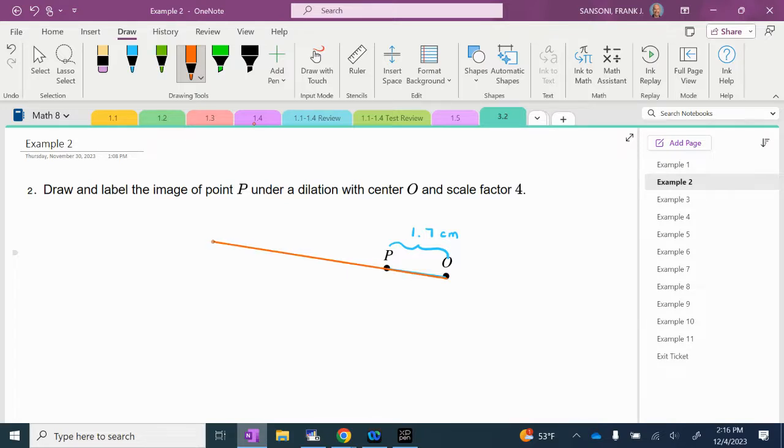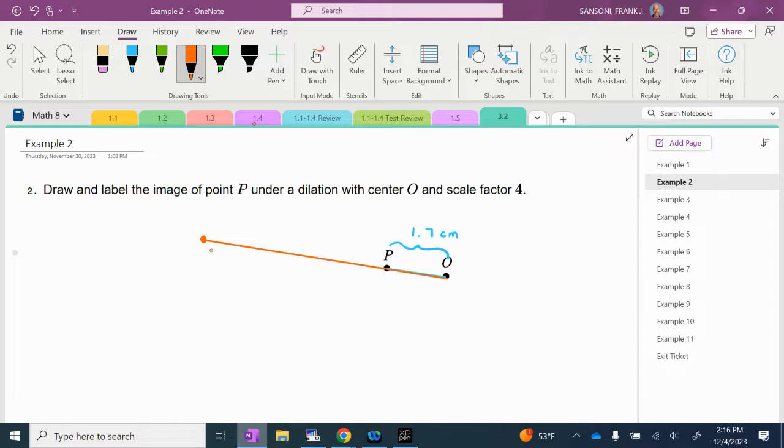see if that straightens out for us. That's pretty good. If I want a scale factor of 4, where will I put P prime? How far away will it be from O? If it's a scale factor of 2, it's 3.4, but it's a scale factor of 4. So 4 times 1.7, higher than 5.